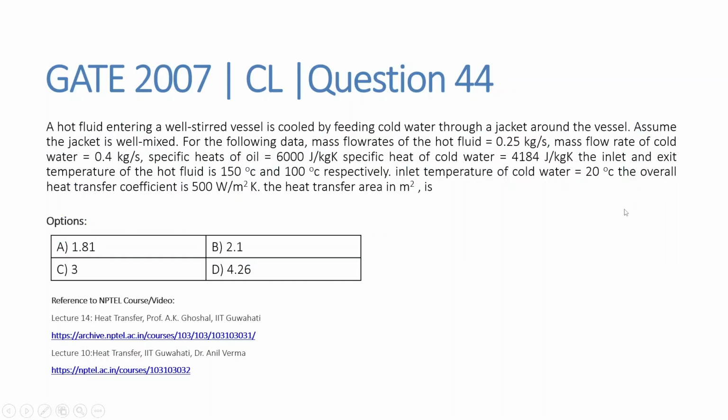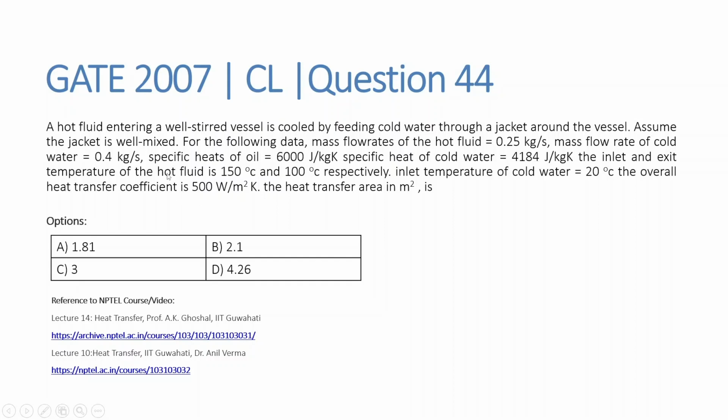Hello everyone, we will be solving question number 44 of the GATE Chemical Engineering paper from 2007 from the subject of heat transfer. The question is: a hot fluid entering a well-stirred vessel is cooled by feeding cold water through a jacket around the vessel. Assume the jacket is well mixed. For the following data, mass flow rate of hot fluid is 0.25 kg per second. Mass flow rate of cold water is 0.4 kg per second. Specific heat of oil is 6000 joule per kg Kelvin. Specific heat of cold water is 4184 joule per kg Kelvin.